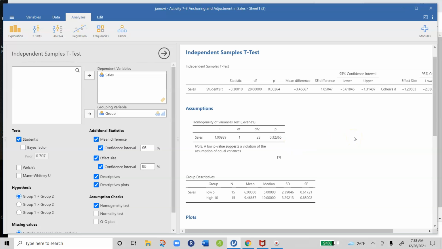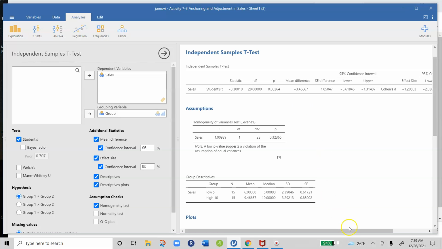In this example, we're doing a two-tailed test, so our hypothesis is set up as group 1 not equal to group 2 as the research hypothesis. Our Student t-test is negative 3.3 with a p-value of 0.0026. That's comparing these two means, 6.0 and 9.47. Our mean difference is negative 3.47. The p-value is 0.0026, so that difference is unlikely to be due to sampling error. That's pretty strong evidence against the null hypothesis.